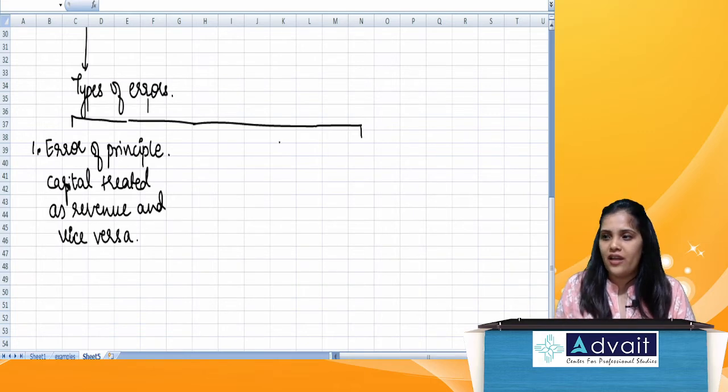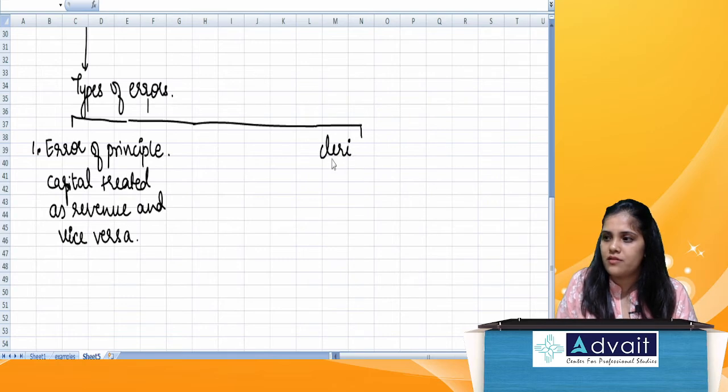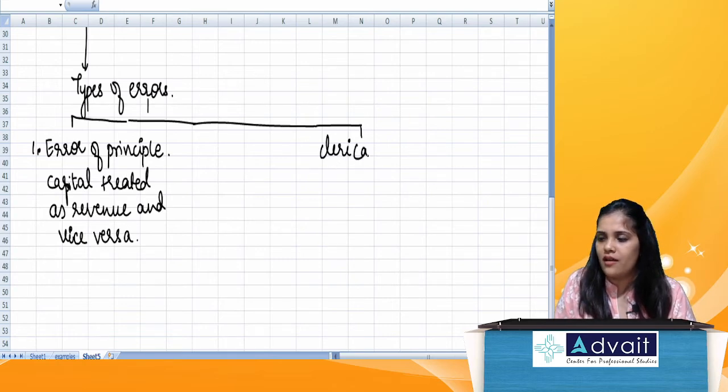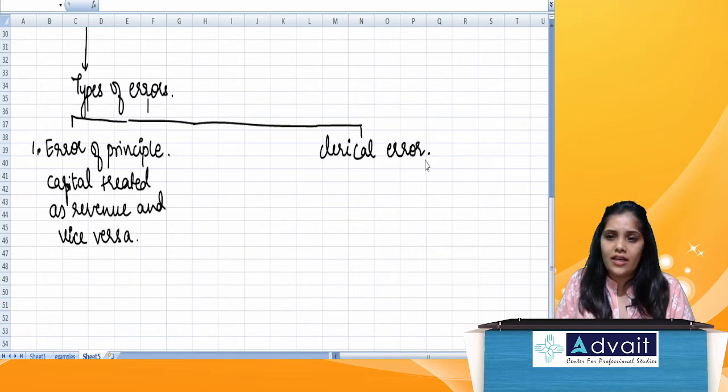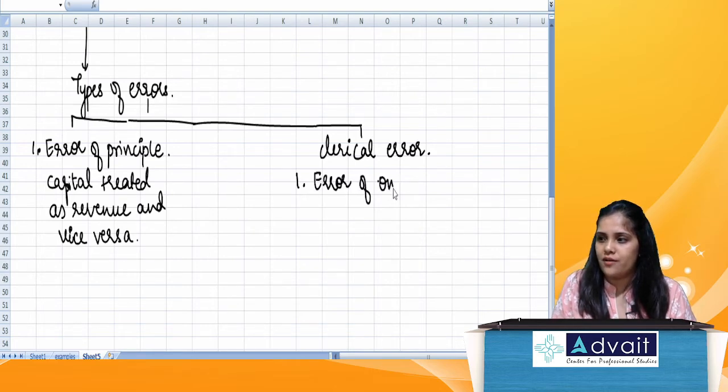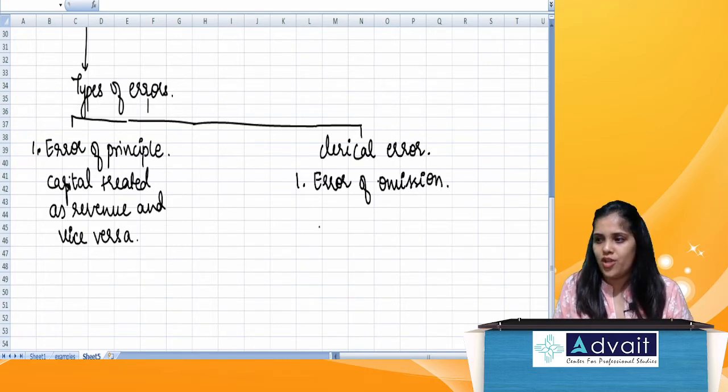The second type of error is clerical error. Now, clerical error are further three types. First one, error of omission. Now again, error of omission are of two types. One, partial omission. And second, complete omission.